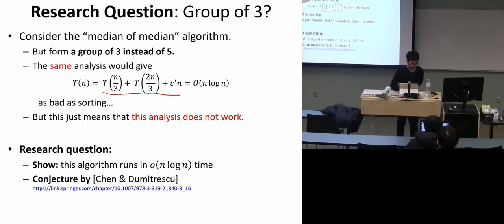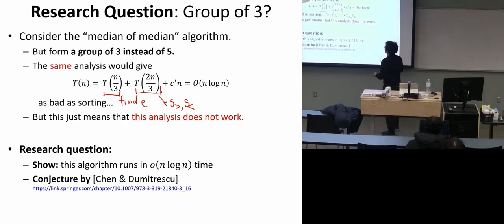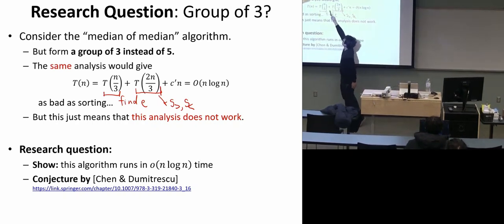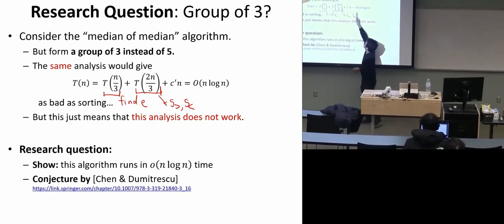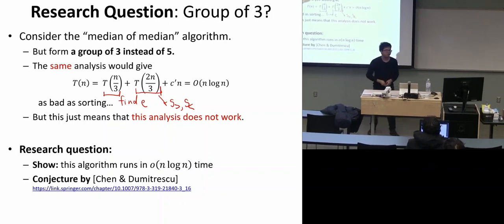That is, this is the time to find E. You recurse in the median of medians, but the size of S prime here is n over 3. And this is when you recurse on S more than or S less than. But you see the sum here. This sum gives you exactly n, not something that is less than n by a constant factor. And if you solve this equation, you get something like n log n, which is as bad as sorting.